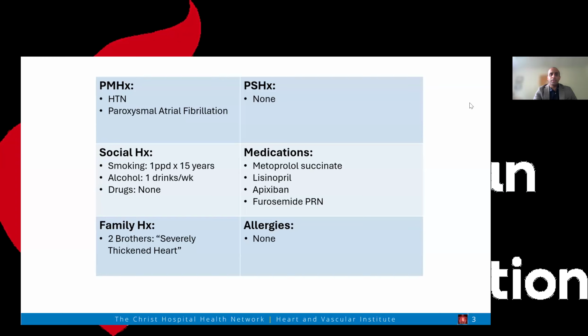So in terms of her past history, just purely hypertension and newly diagnosed paroxysmal AFib. In addition to that, she's got a mild smoking history, some alcohol use, but nothing substantial. Medications for her are simply medications for both blood pressure and anticoagulation for her atrial fibrillation. She takes some Lasix as needed because she's had a history of swelling for several years thereafter.